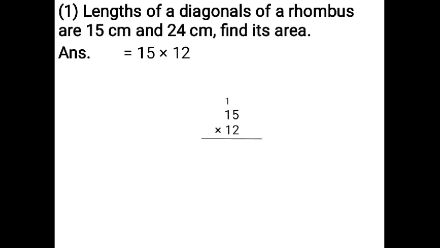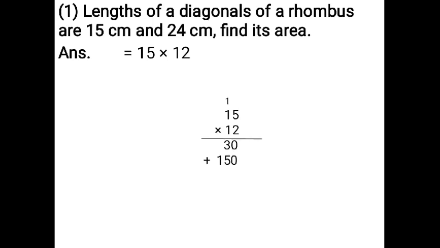2 5s are 10. 1 you have to carry up, 0 you have to bring down. 2 ones are 2, plus 1, 3. If you are multiplying the next digit, you have to take 0. 1 5 is 5, 1 one is 1. Now you have to add these numbers, 30 plus 150.